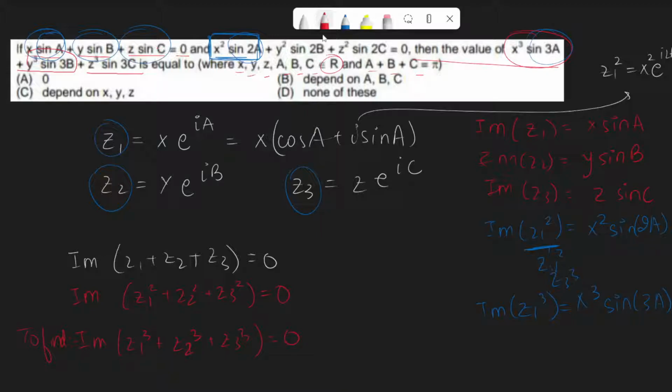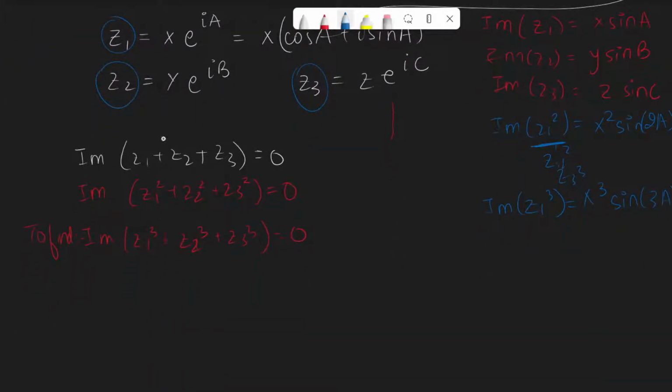What we can do from here is try to apply some identities. Let me first use the following abbreviation: let b sub i be the imaginary part of z sub i. So the imaginary part of z1 is b1, the imaginary part of z2 is b2, and the imaginary part of z3 is b3. So b1 plus b2 plus b3 is equal to 0. And at the same time, z1 plus z2 plus z3 is a purely real number. Its imaginary part is 0. And z1 squared plus z2 squared plus z3 squared is also a real number.